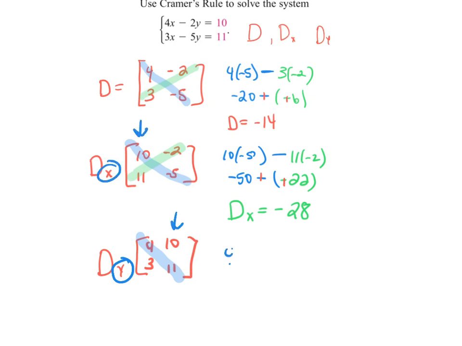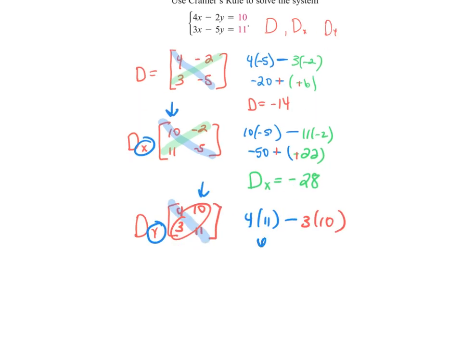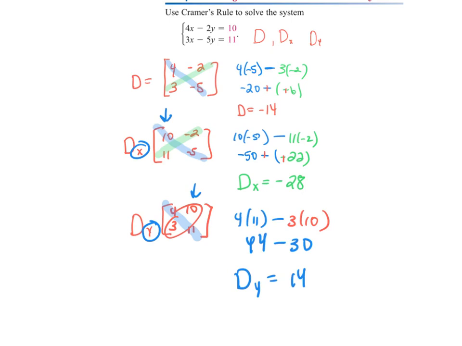So 4 times 11 minus what? 3 times 10. What is 4 times 11? Minus 30. What's 44 minus 30? 14. Okay, so I found these three numbers.